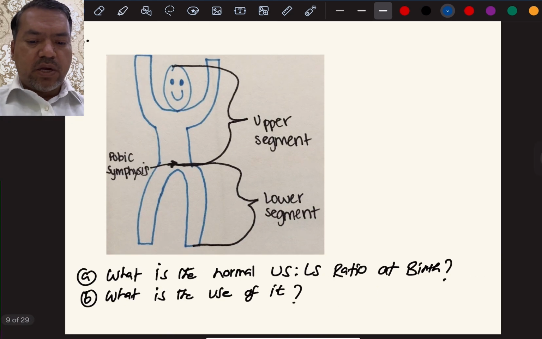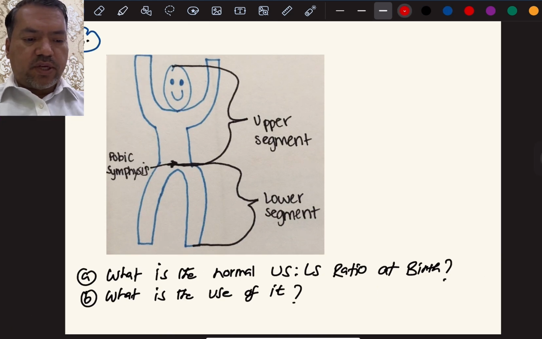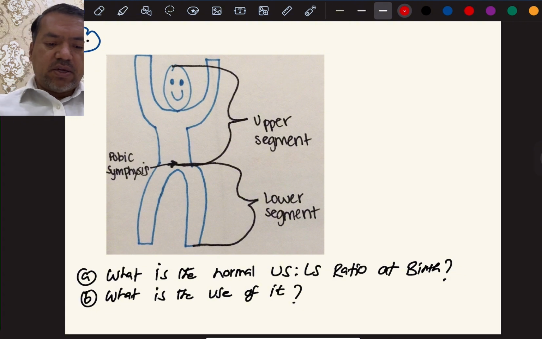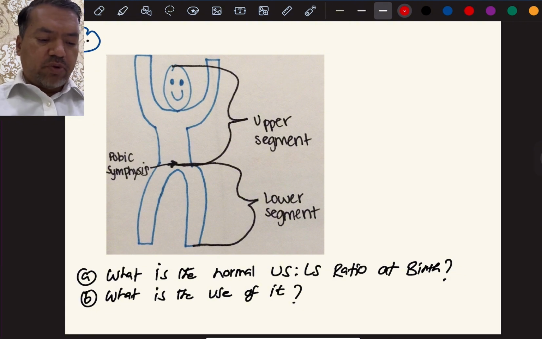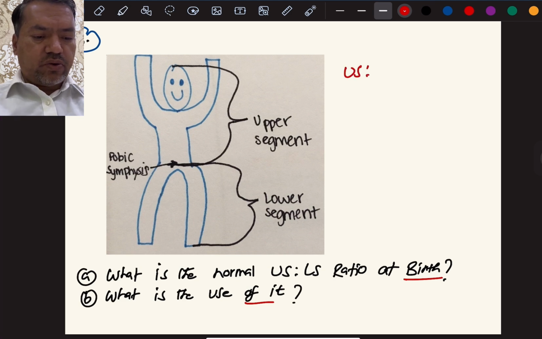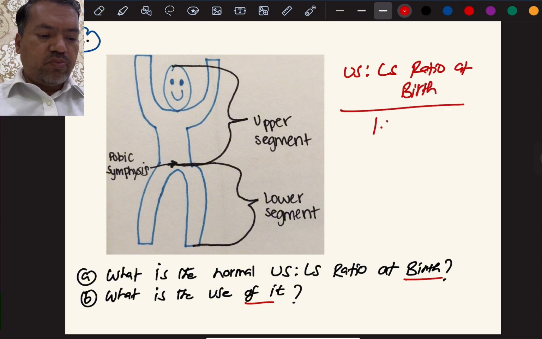Let's move on. Now another question, number 6, is, look at this. This is called upper segment and lower segment. So what is the normal upper segment to lower segment ratio at birth, and what is the use of it? These are the two questions. If this type of OSCE is asked, it is very easy. You should feel lucky if this question is asked. So the answer is, the normal upper segment to lower segment ratio at birth is 1.7 to 1.9 to 1.